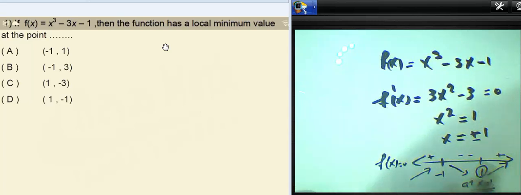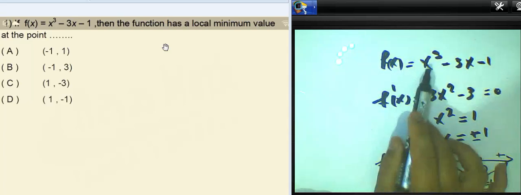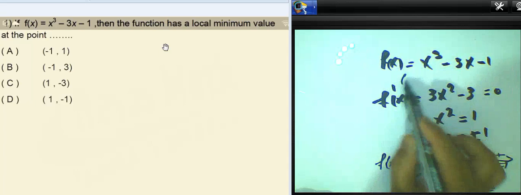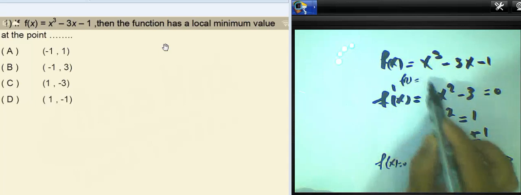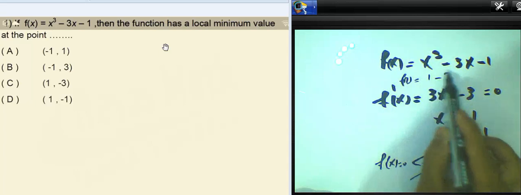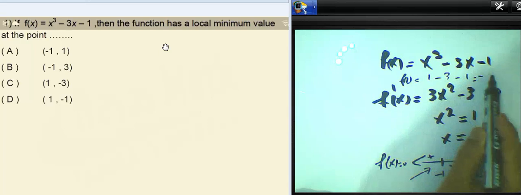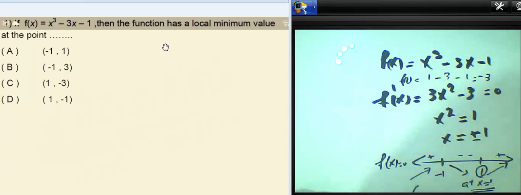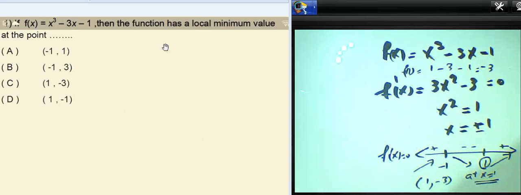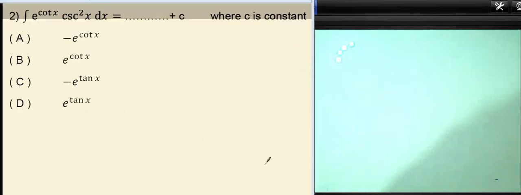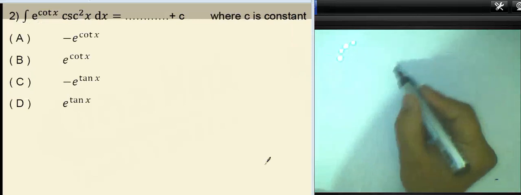We must write x equal 1 here: f of 1 equals 1 power 3 subtract 3 subtract 1, equal negative 3. Then the point would be 1 and negative 3. We must choose letter C for this question. The result will be 1 and negative 3. Okay, choose letter C.